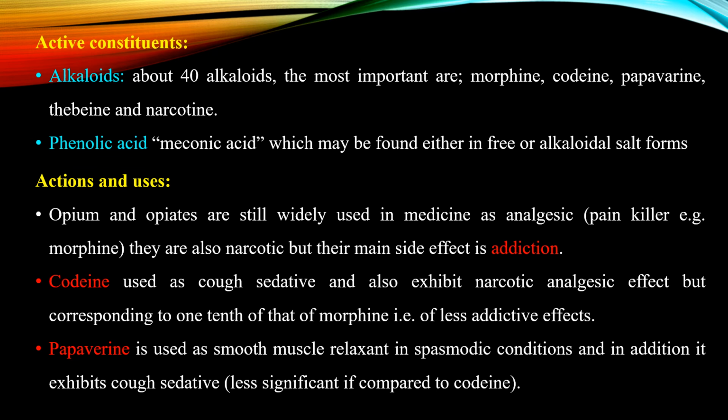Uses of opium: it is used as a strong analgesic or painkiller, especially in cases of tumor and orthopedic manifestations. The main adverse effect of the analgesic use of opium alkaloids is the addiction liability. Codeine has a cough sedative effect, used as a cough suppressant in dry non-productive cough. Papaverine has a smooth muscle relaxant effect in severe spasm and in surgical operations. It also has a cough sedative effect, but less active than codeine.